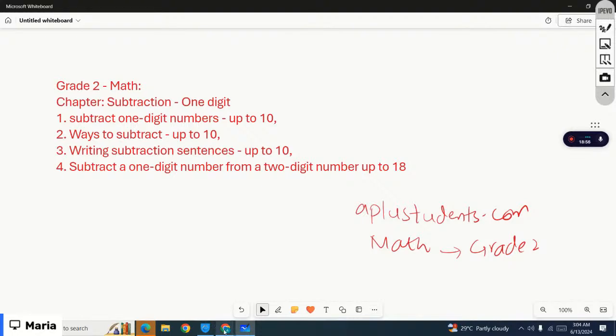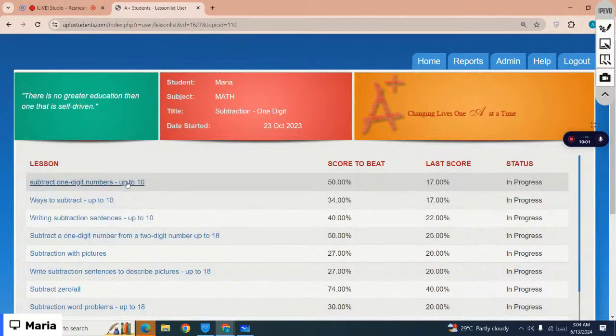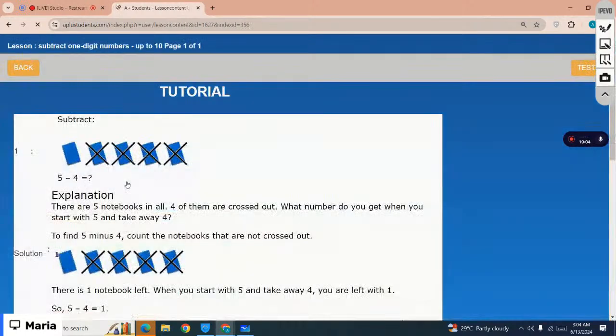So here I am on grade 2 math. We're going to start with the first lesson, that is subtract one digit number up to 10. So subtract, you have to do 5 take away 4, right? Let's start with an example. For example, you have 5 notebooks, right? 4 of them crossed out. How many of the books are you left with? You are left with just one, right? So 5 take away 4 is 1.